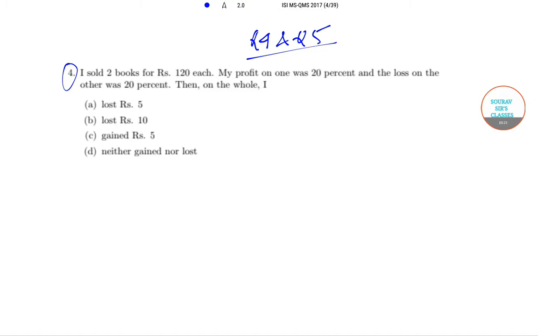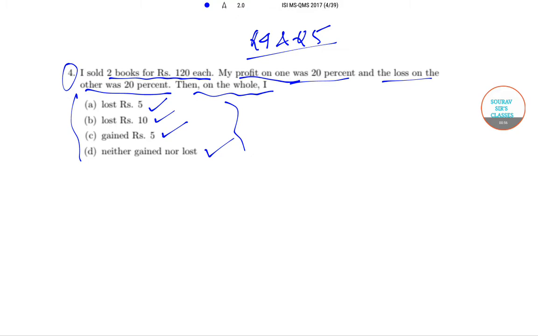In question number 4 it is said that I sold 2 books for rupees 120 each. So the selling price of the 2 books is rupees 120. My profit on one was 20%. There was a profit of 20% on one of the books and the loss on the other was 20%. So there was a loss of 20% on the other book. So then on the whole I lost rupees 5. This is option A. Lost rupees 10, or gained rupees 5, or neither gained nor lost.